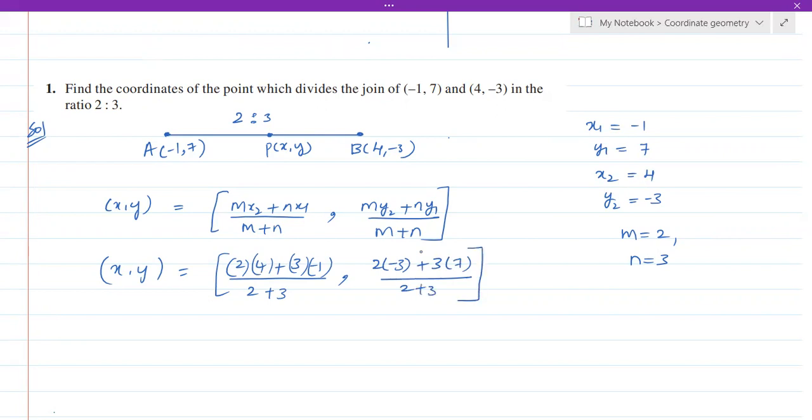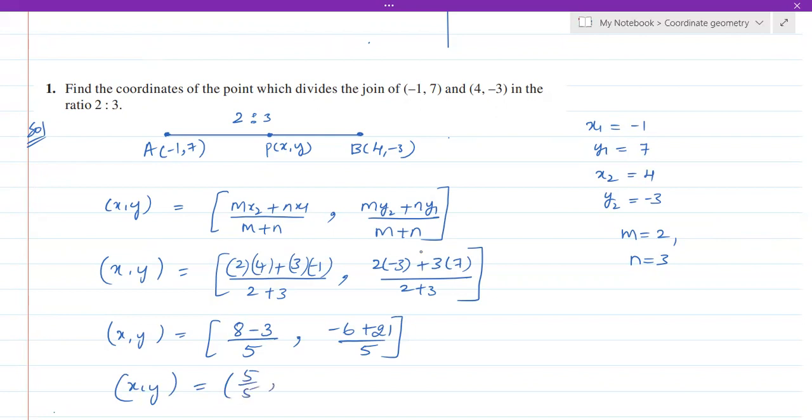Therefore we get x, y is equal to 2 4s are 8 plus 3 into -1 is -3, divided by 2 plus 3 is 5, comma 2 into -3 is -6 plus 21, divided by 5. So what do we get? x, y is equal to 8 minus 3 is 5 by 5, comma -6 plus 21 is 15 by 5. Which implies x, y is equal to 5 by 5 is 1, 15 by 5 is 3. Therefore, the coordinates of the point P is 1, 3.